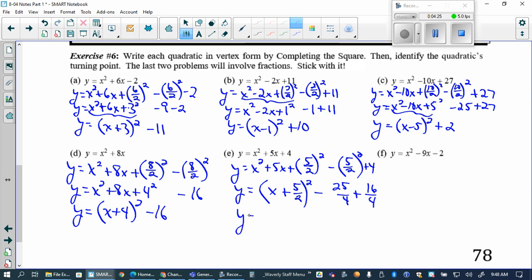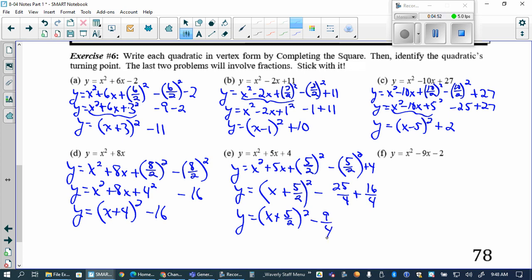So y equals x plus 5 halves squared. What's negative 25 plus 16? Come on, guys. This is like a kindergarten question. Negative 9/4.